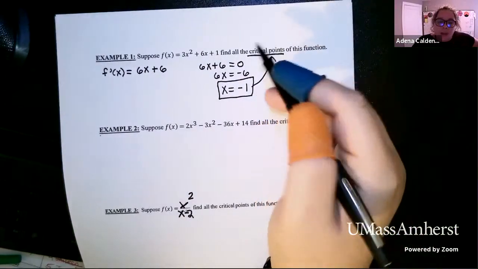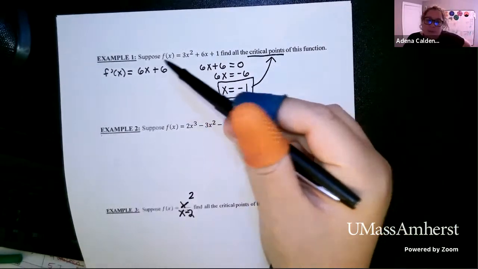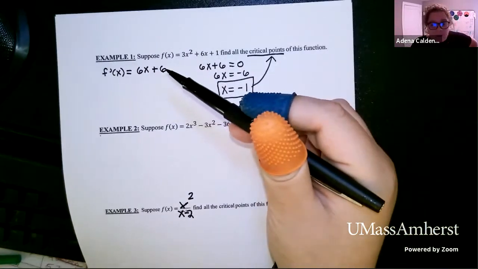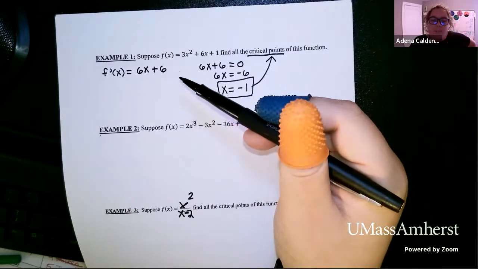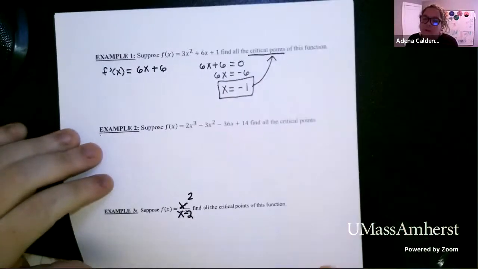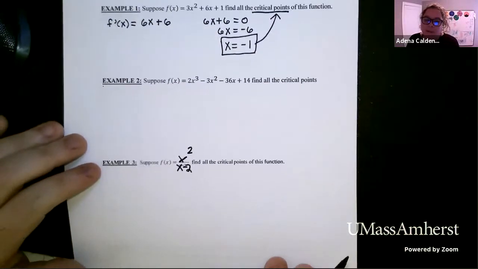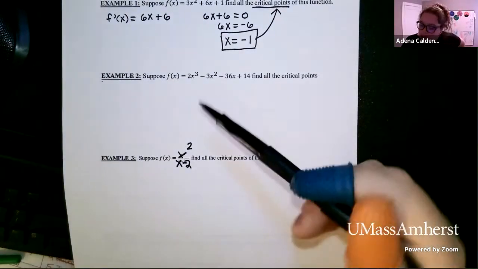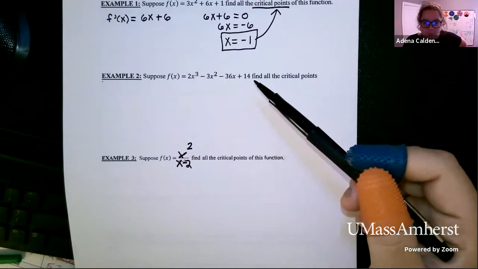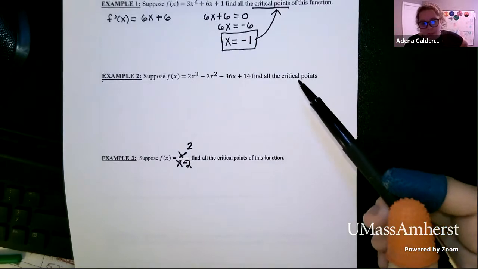Now, sometimes when you get your first derivative, it'll be linear and you can solve it like this. Sometimes it'll be squared and then you have to factor. It just depends on the function. But that's what we're going to practice first. So we're going to start with these two practice problems. The first one, 2x cubed minus 3x squared minus 36x plus 14. We want to find the critical points.